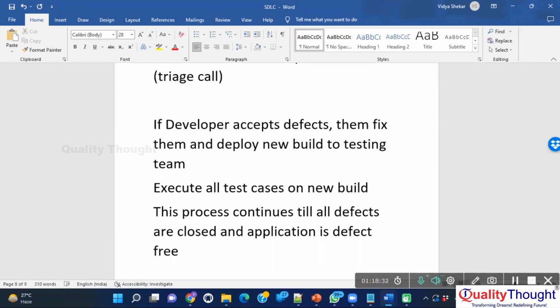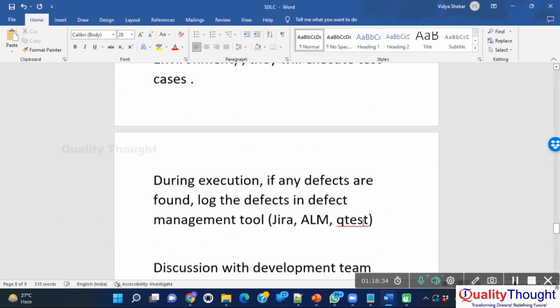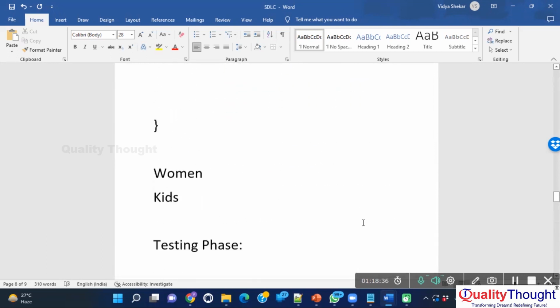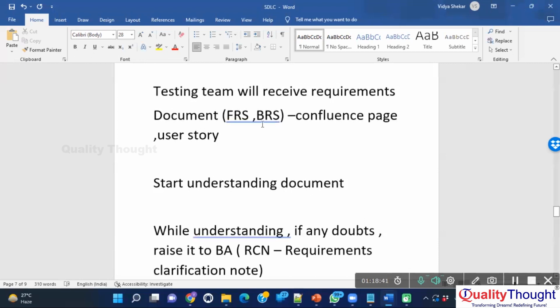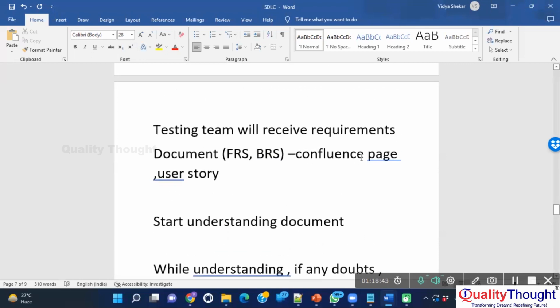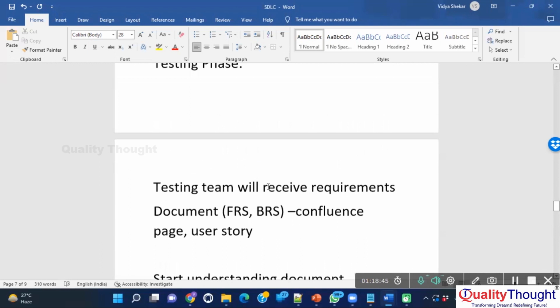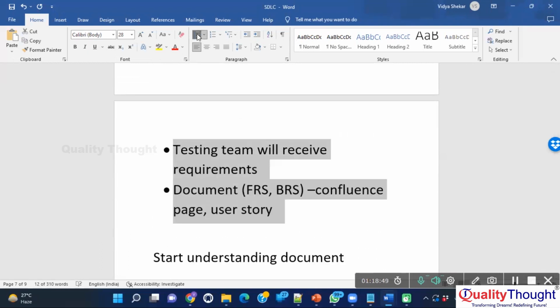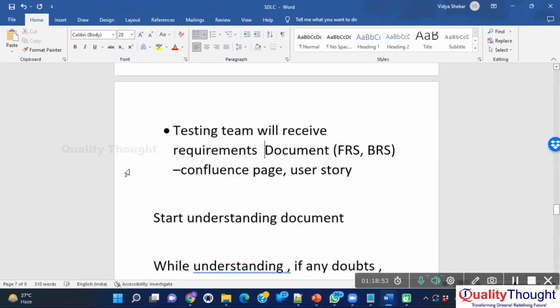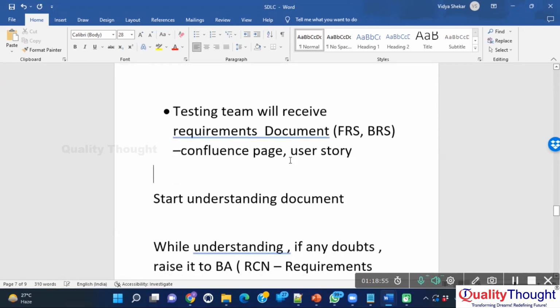Is it clear? This is your job in the IT company. You want to make a note of this, or it's okay? So these are the steps which are performed by the tester in an IT company. The first point is the testing team should receive a requirement document. Generally, it is done in a Confluence page or user story, which is in Jira.